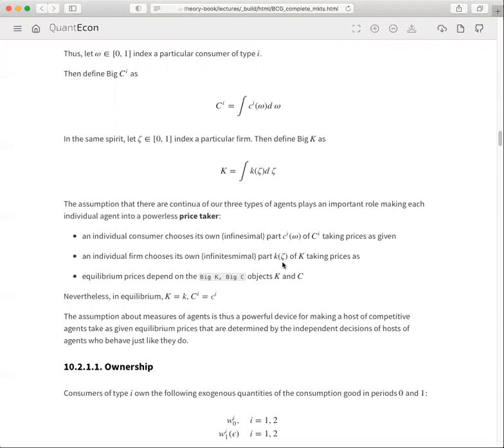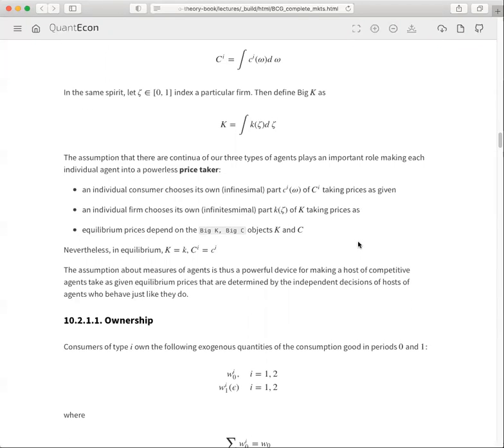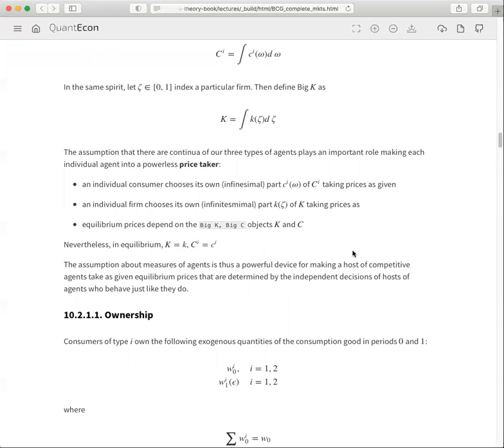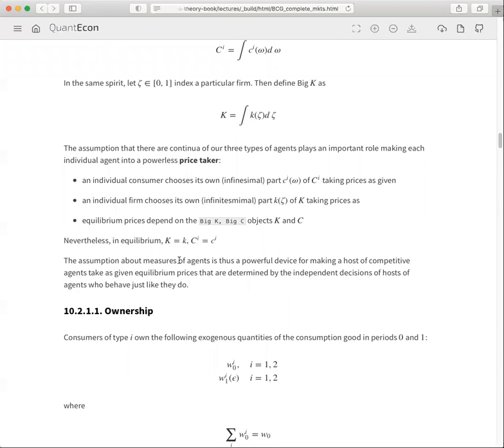Firms are going to choose capital. So when people are choosing, they're going to ignore the fact that there's a whole bunch of people in their shoes doing the same thing. They're going to take those as given. Nevertheless, in equilibrium, big K is going to turn out to be equal to little k, and big C is going to equal little c. So spend some time thinking about this.